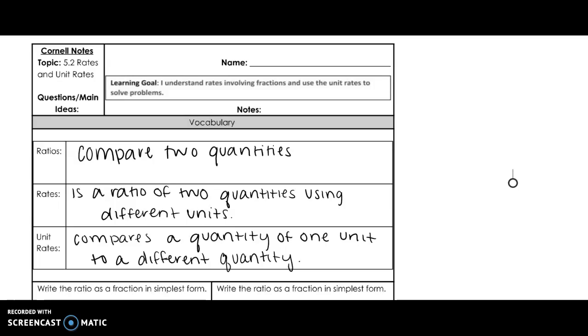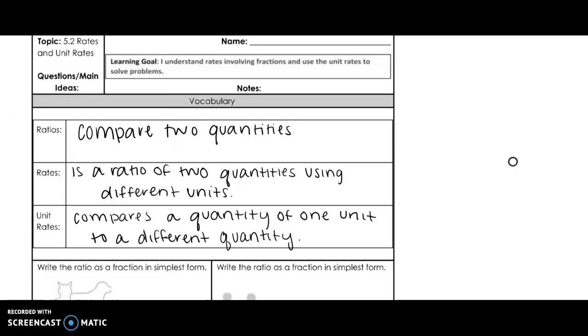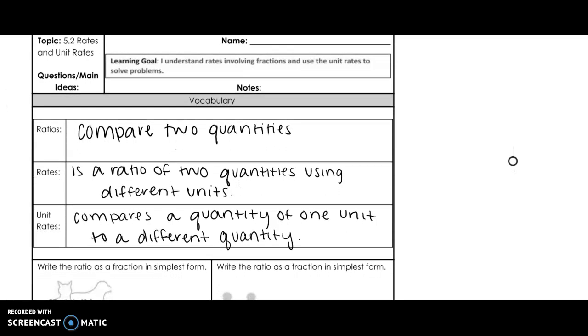So for our vocab, we have three terms that are really important in this section, in this topic, and that's ratios, rates, and unit rates. We learned in 5.1 that a ratio compares two quantities. So going off of that, we are going to learn about rates in this topic.